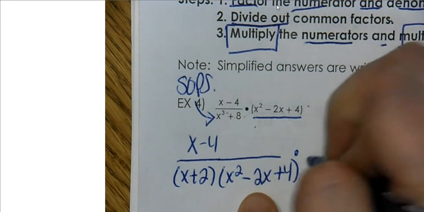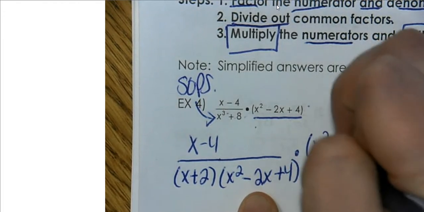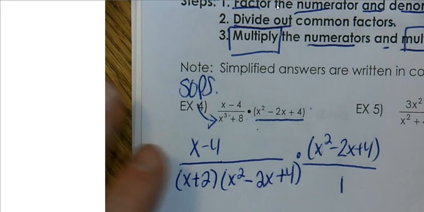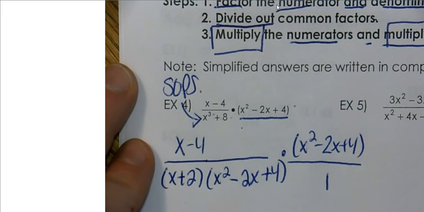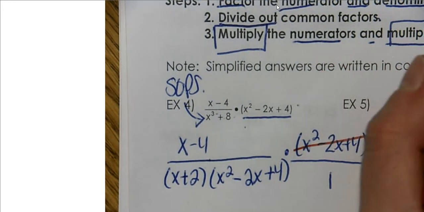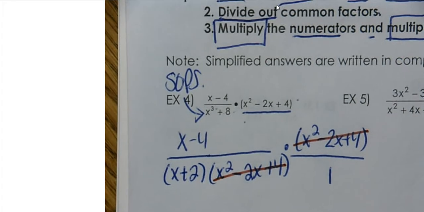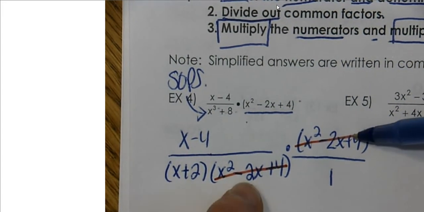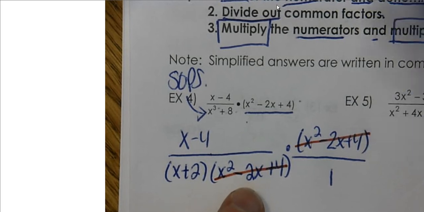So I'm just going to write that out again, and I'm going to make it over 1. And we can clearly see what we are going to be canceling. We're going to be canceling those x squared minus 2x plus 4. And remember that trinomial is never factorable. So always remember that. This is never factorable.